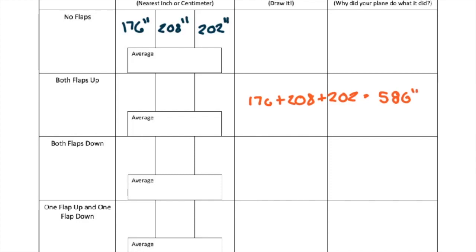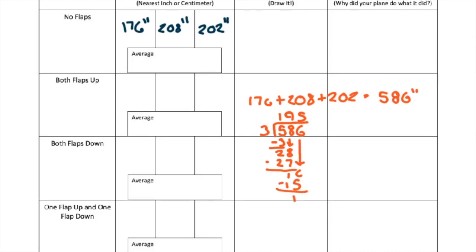inches. Next, I'm going to take 586, and I'm going to go ahead and divide that by the number of trials. In this case, I had 3 trials, so I'm going to put a 3 over here. Now 3 goes into 5 one time, leaving me with 2. I pull down the 8. 3 goes into 28 9 times. That's going to give me 27 because 3 times 9 is 27. I'm going to have a remainder of 1. I'm going to pull down my 6. 3 goes into 16 5 times. That's going to give me 15. I have a 1 remainder.